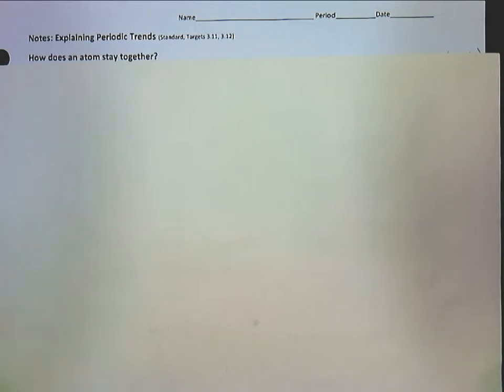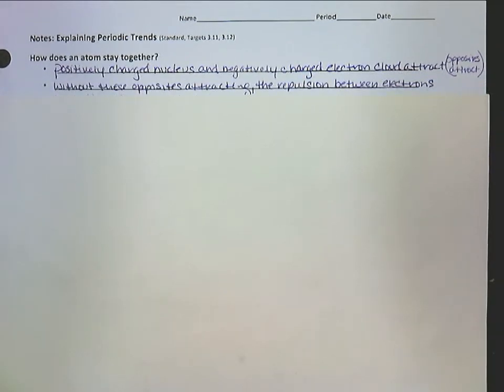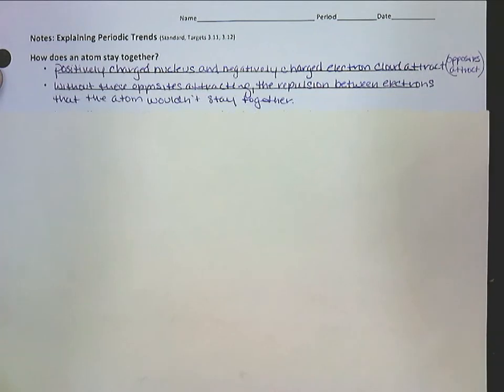So how does an atom stay together? Now remember, inside of the nucleus are protons. They're positively charged. Outside of the nucleus of an atom is an electron cloud, and it contains the negatively charged electron particles. So what happens is the positively charged nucleus and the negatively charged electron cloud attract. Because they're oppositely charged particles, they attract. So opposites attract. Without these opposites attracting, the repulsion between the electrons within the cloud would be so great that the atom wouldn't stay together.